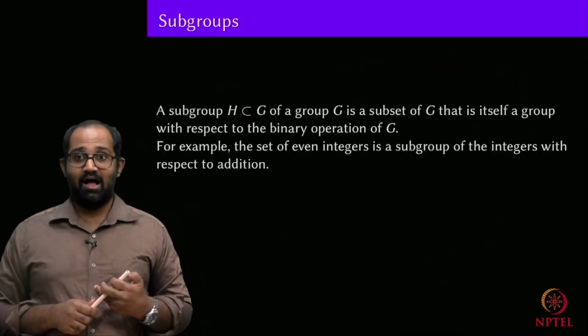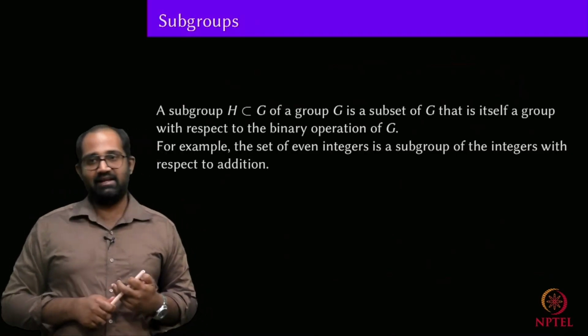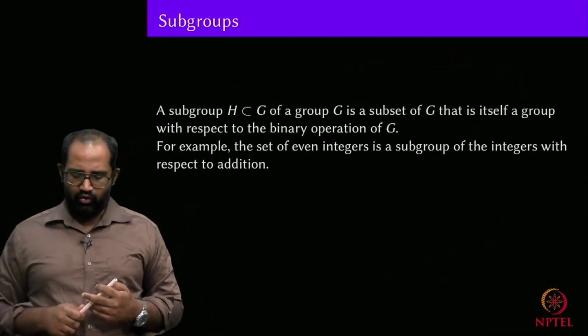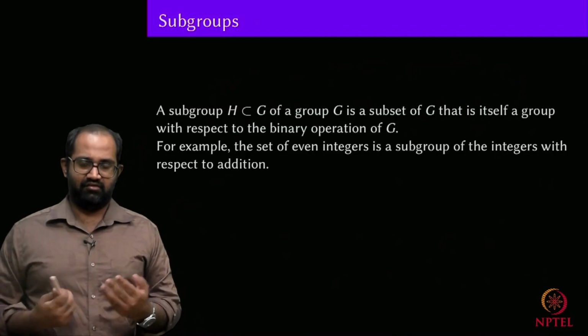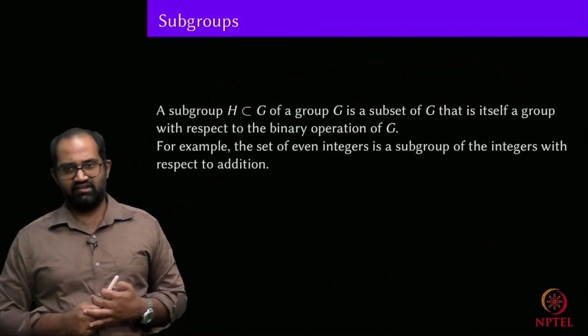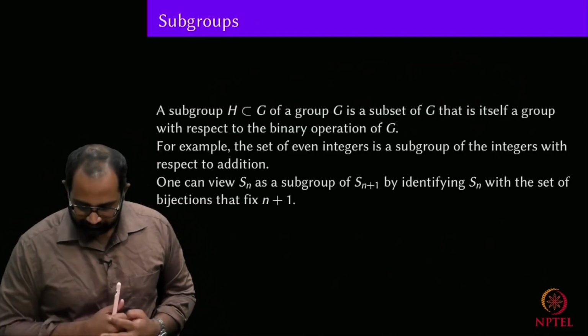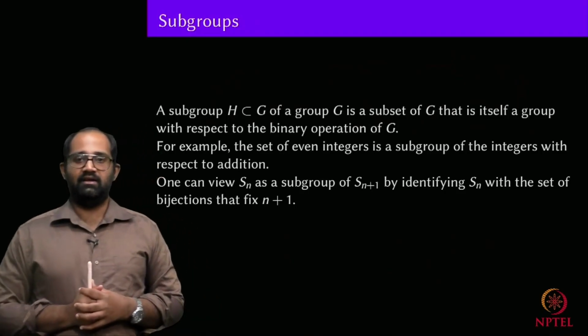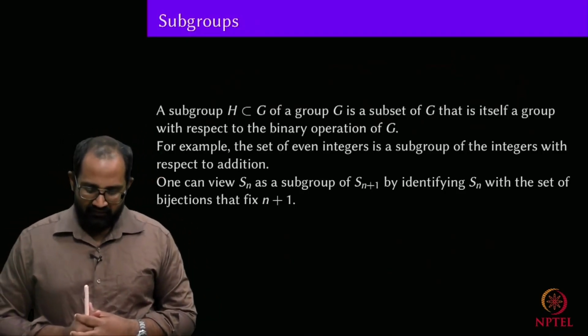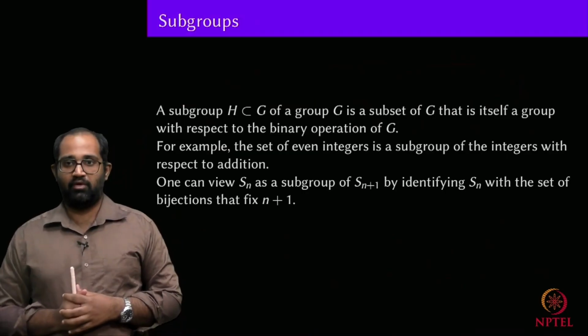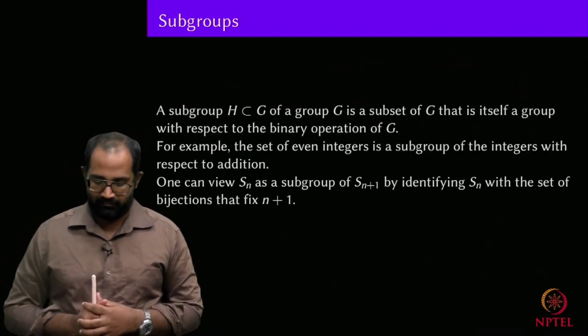As a simple example, the set of even integers is a subgroup of the integers with respect to addition. You can check this quite easily. And here is yet another way by which I can segue into the concept of isomorphism and homomorphism.